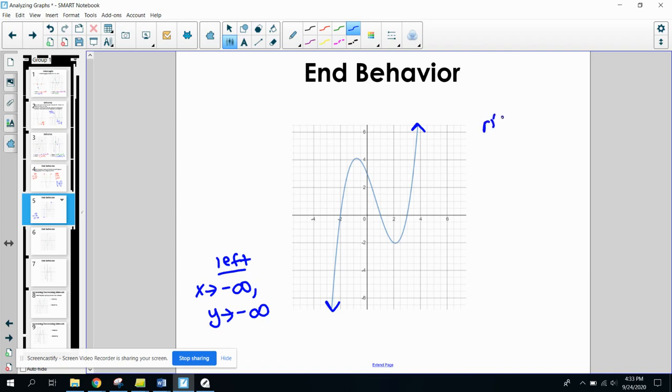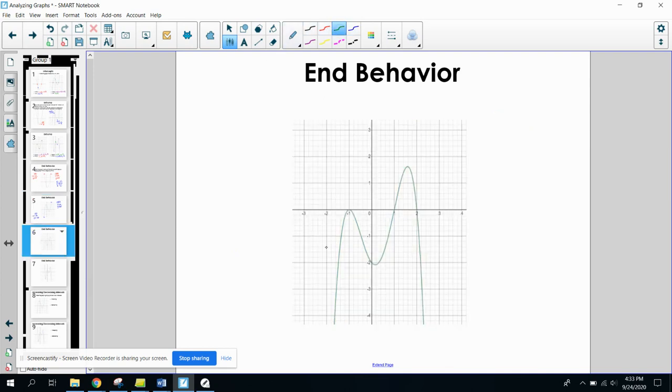On the right end, we're in the first quadrant. In the first quadrant, x and y are both positive. So x is going to approach positive infinity, and y is going to approach positive infinity. So as x gets more positive, y gets more positive.